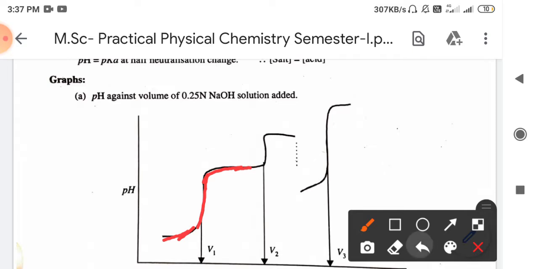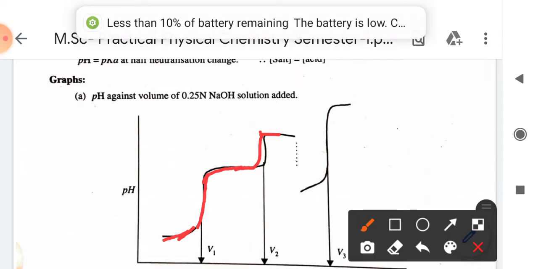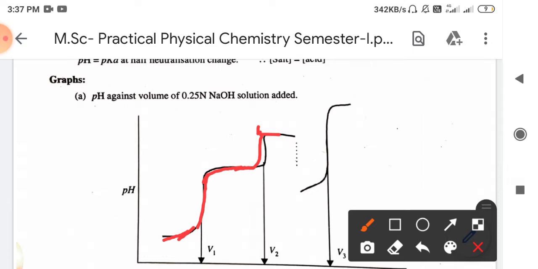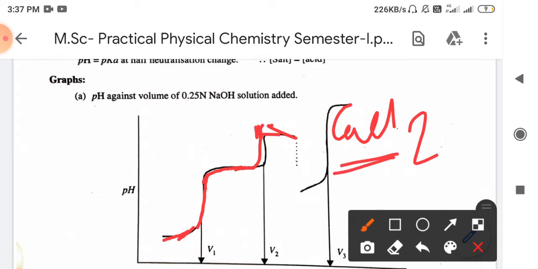Again there is a steep rise. So here we are seeing the steep rise, and after that the solution again attains a constant pH value. When the constant pH value is attained, up to here we take a further 2 to 3 readings, and we add the calcium chloride powder into the same solution.